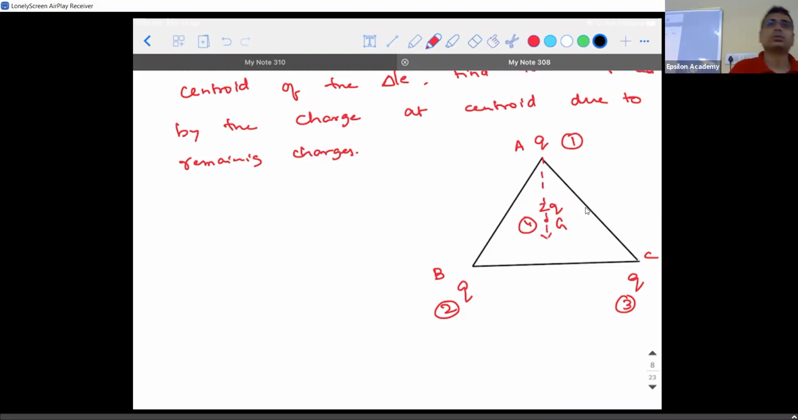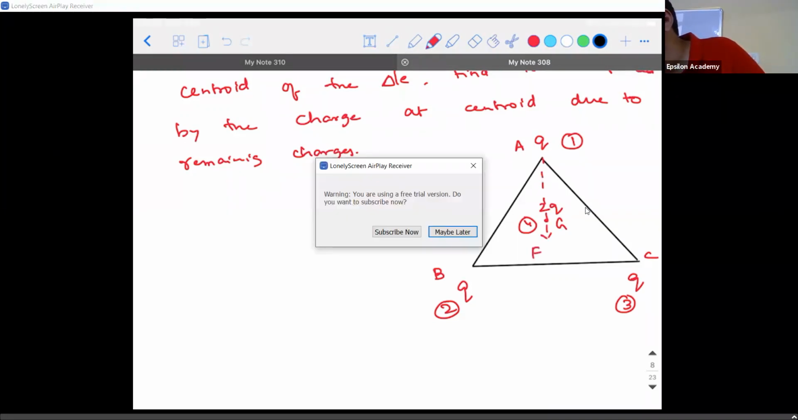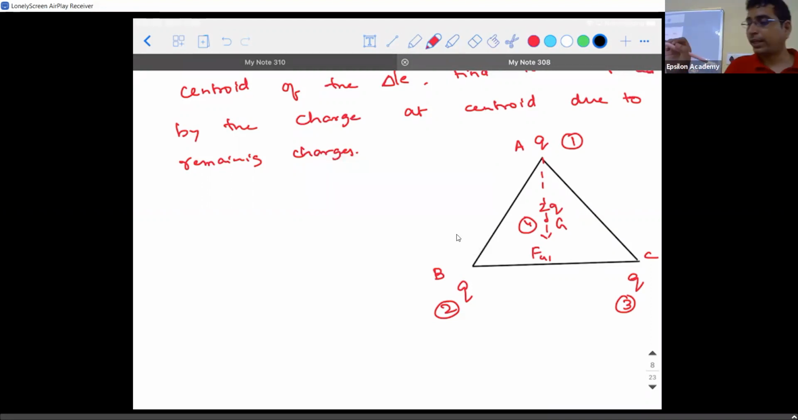What is the name of this force? F. What is F? Force experienced by the fourth particle. That is how I have named it. Sometimes in the textbook it might be reversed, some books will give it in reverse. But if you have stated something, you need to write it. If you write F41, you should write on the side that it is the force experienced by the fourth charge due to the first charge. Clear?